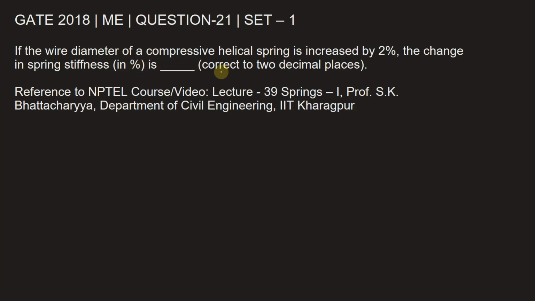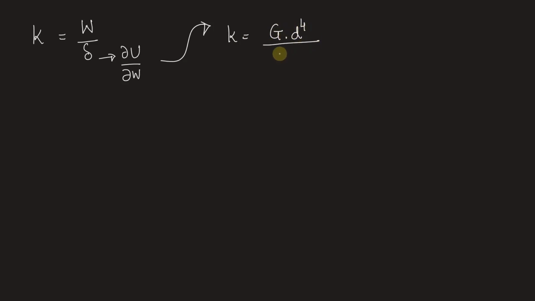So as we know, stiffness of a spring is given as force in the spring upon deflection of the spring. This deflection can be found out using partial differential of energy with respect to force. Spring stiffness is shear modulus G into wire diameter small d raised to 4 divided by 8 into coil diameter capital D cube into number of turns of the spring.